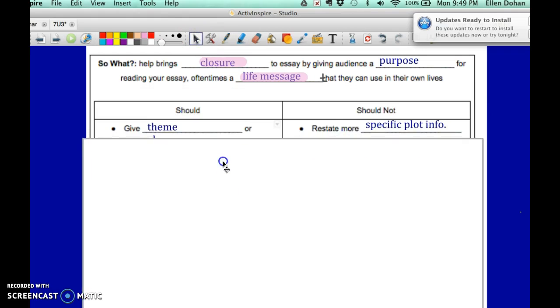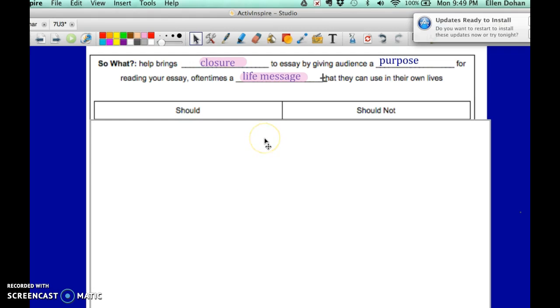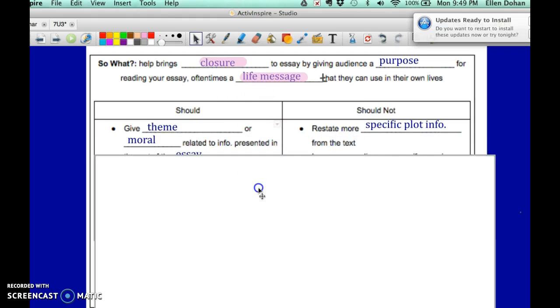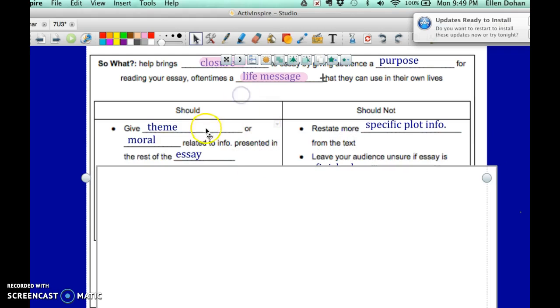To be more specific about what your so what should include or shouldn't include, let's go over this. It should give a theme or a moral that's related to the information presented in the rest of the essay. Basically I want you to be thinking about what Helmut's example and experience of change reveal about how to live life and what's important about life.